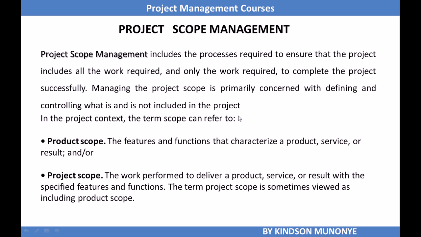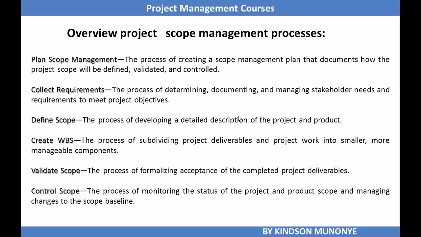So actually, managing scope has to do with defining what has to be included in the project work and what is not included in the project work. In the context of project scope management in the PMBOK guide, it covers both product scope and project scope. Product scope refers to the features and functions that characterize a product, service, or result. Then project scope is the work performed to deliver a product, service, or result with the specified features and functions. So when we talk about project scope, sometimes it also includes product scope.